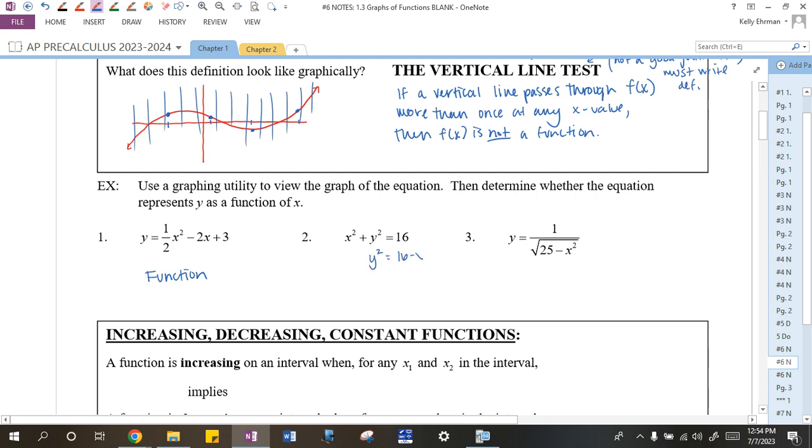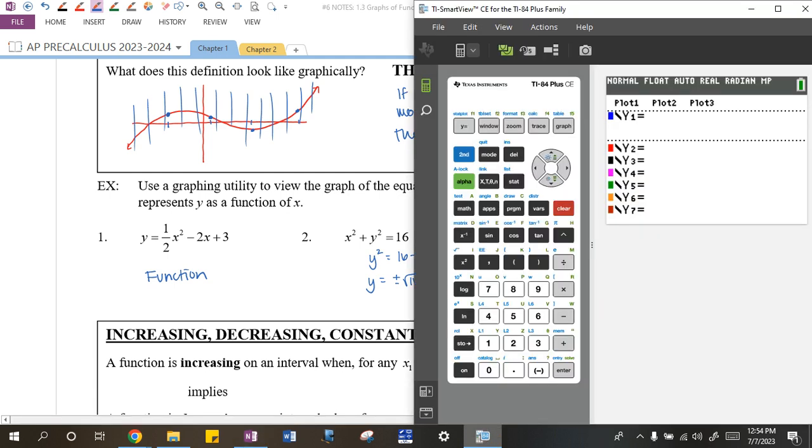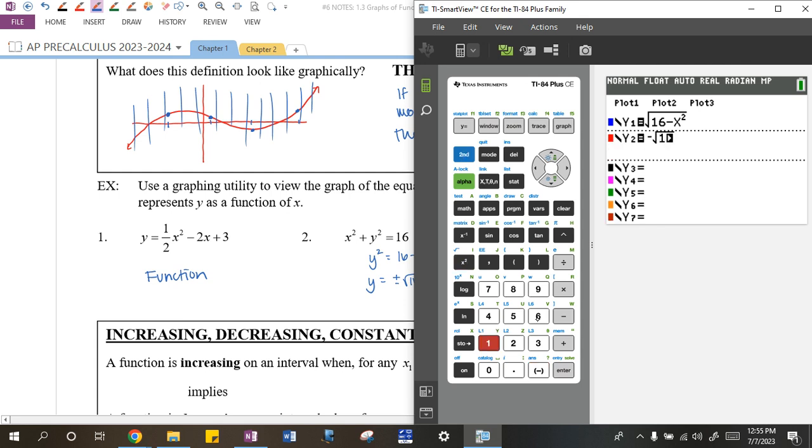Subtract x squared. Because we're going to be square rooting both sides, we need the plus or minus. And so when you write this in, you need 2 lines on your calculator. One can be the positive square root of 16 minus x squared. And then to get the full graph, you also need the negative, use the negative, not the minus, square root of 16 minus x squared.